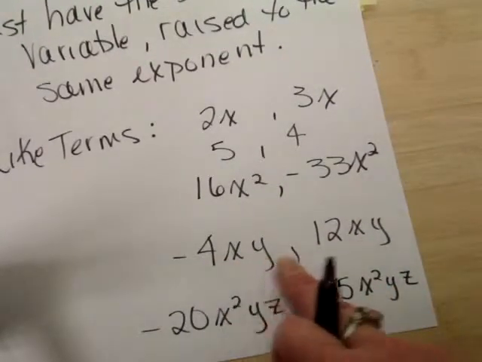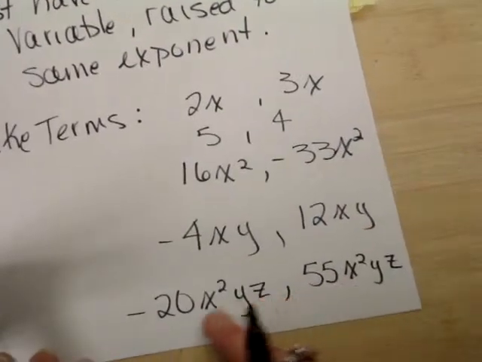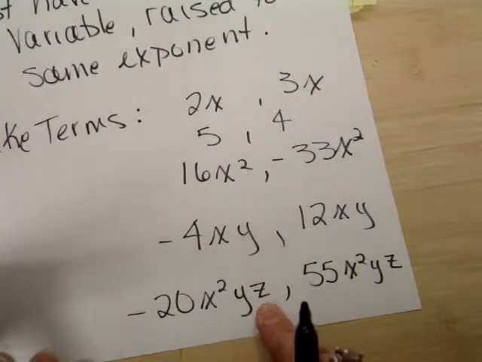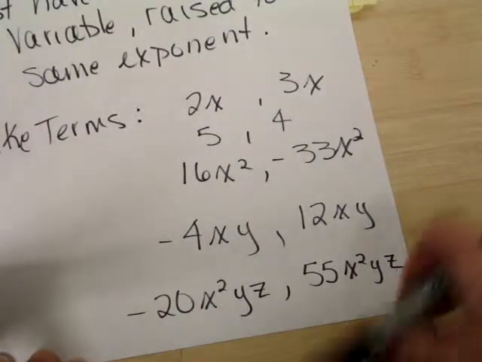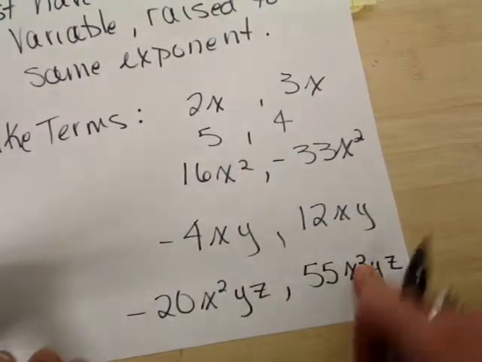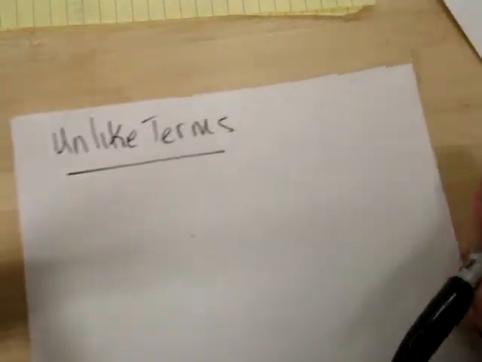It's an x times y and an x times y. This one has an x squared times a y times z. This has an x squared y times z. These are considered like terms. They can be added together. Let's look at some unlike terms, and then we'll add them together.